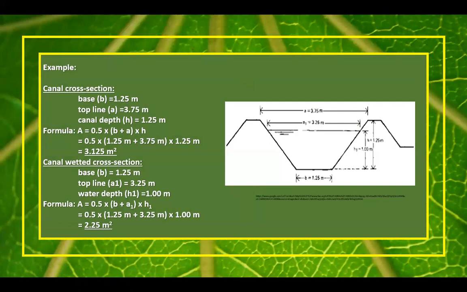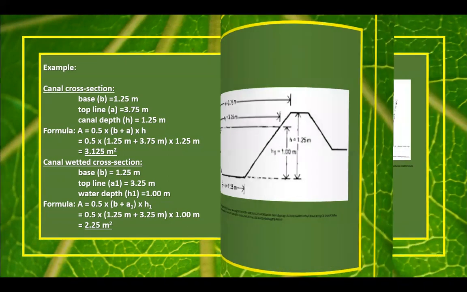For the canal wetted cross section, our base is equal to 1.25 meter, the top line is equal to 3.25 meter, and the water depth is equal to 1 meter. The formula for the wetted cross section is area equal to 0.5 times (B plus A1) times H1. Substituting 0.5 times 1.25 meter, which is the base, plus the top line A1, 3.25 meter, times the water depth of 1 meter, our answer is 2.25 meter squared.